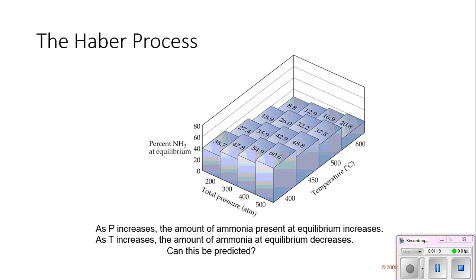If you increase the pressure, the amount of ammonia, NH3, present at equilibrium would increase. If you increase the temperature, the amount of ammonia at equilibrium decreases. It was realized the ideal conditions for making ammonia from nitrogen and hydrogen gas, low temperature and high pressure, would greatly increase your ammonia because you keep pushing the equilibrium towards the products.